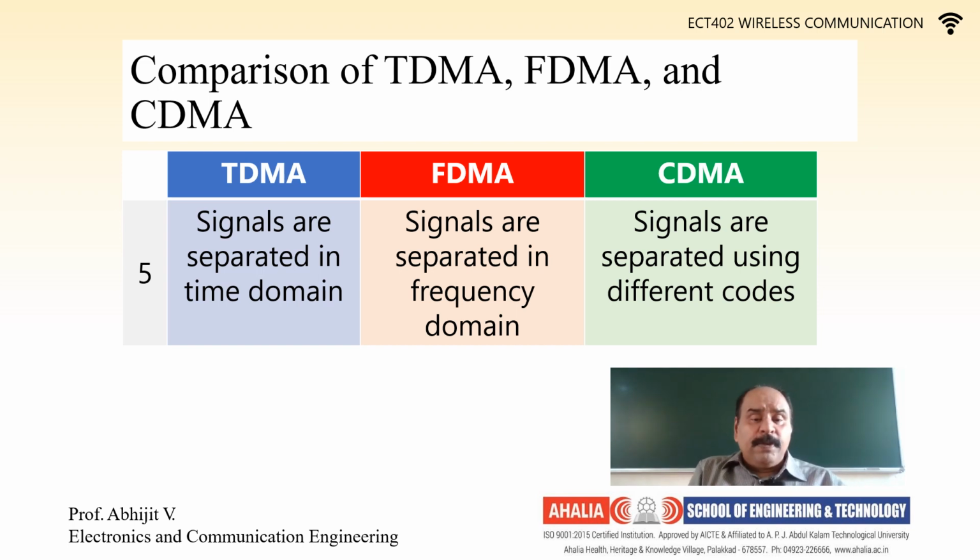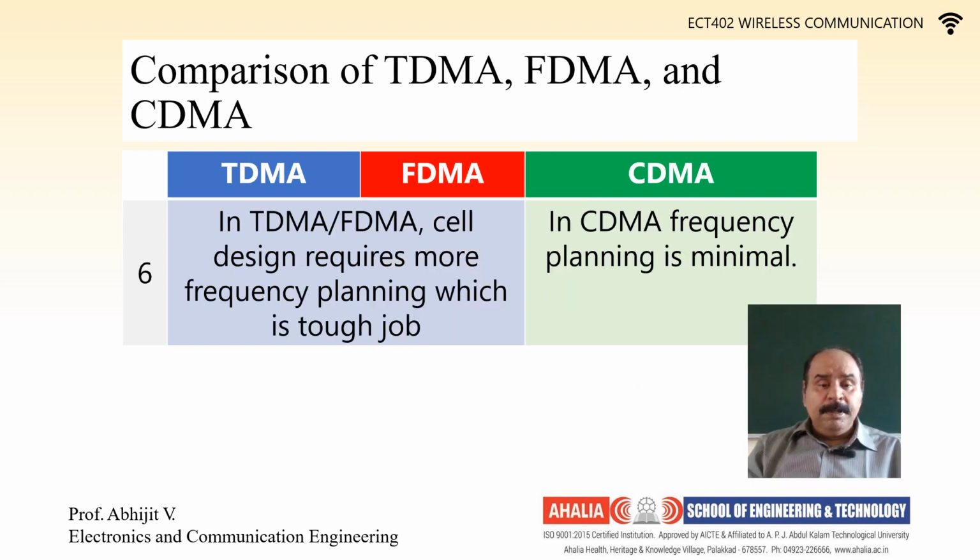The next point of difference. In TDMA or FDMA, the cell design requires more frequency planning, which is a tough job. In CDMA, it is quite minimal because we have built-in algorithms and we don't need to have much frequency planning.